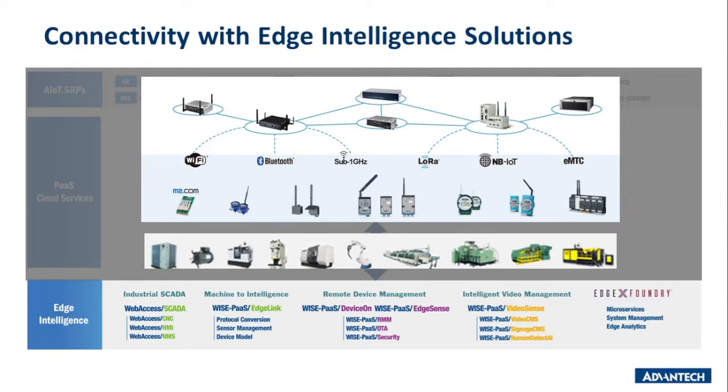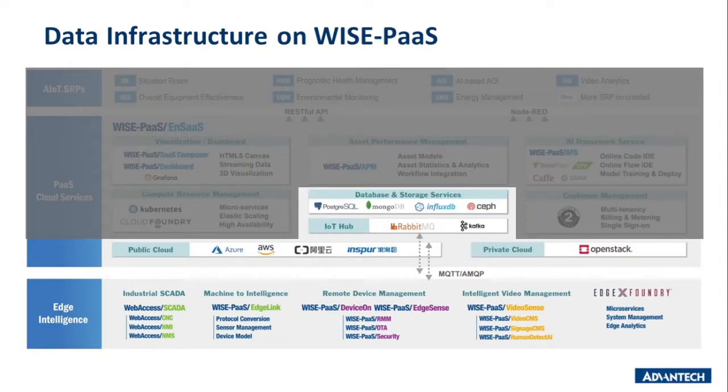Okay. And next, once the data is collected from the edge devices on our platform, the first point of entry for data is our IoT hub. And it's a message queue implemented using RabbitMQ. It takes MQTT or AMQP or other protocols supported by RabbitMQ. And our platform is a cloud agnostic platform, meaning that it can be deployed on public cloud infrastructure such as Azure, AWS, or in China, Aliyun, and Inspur Cloud.